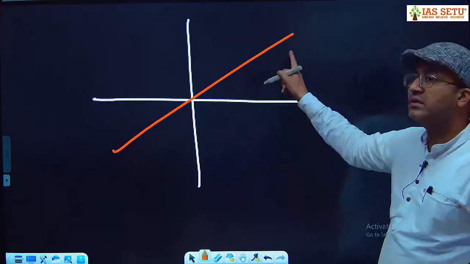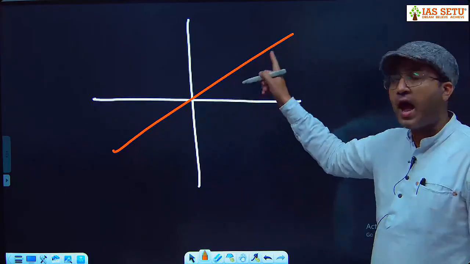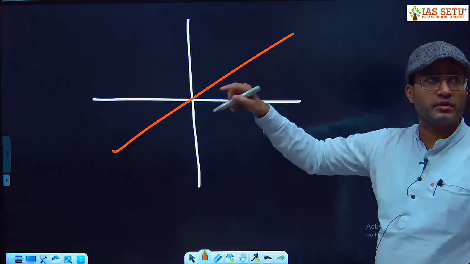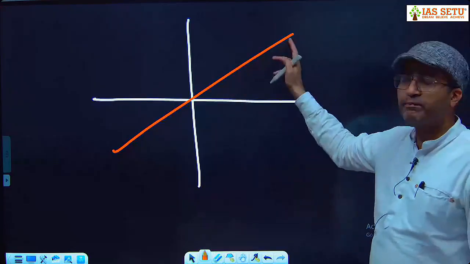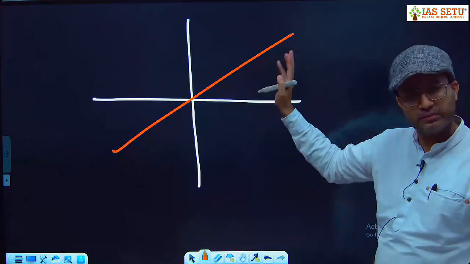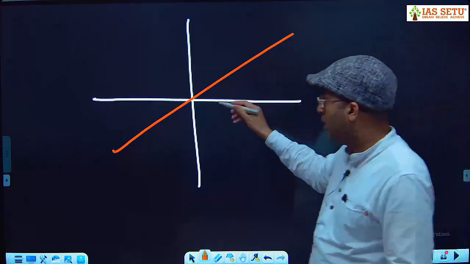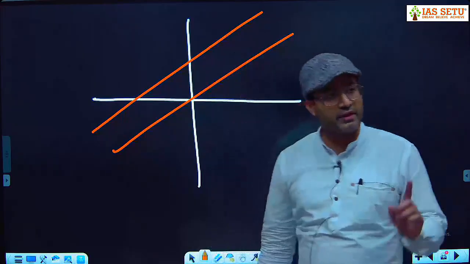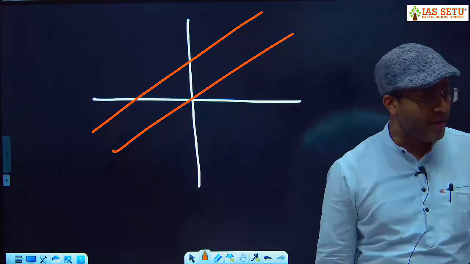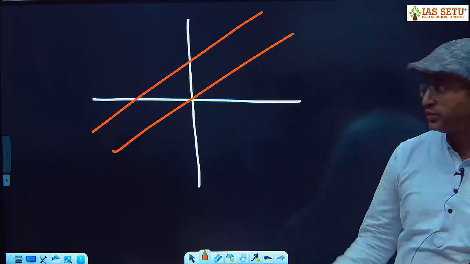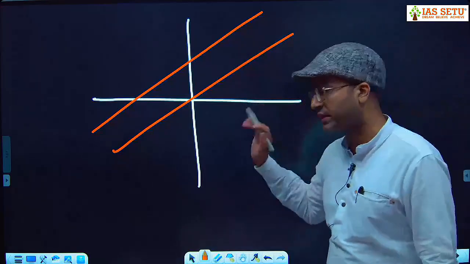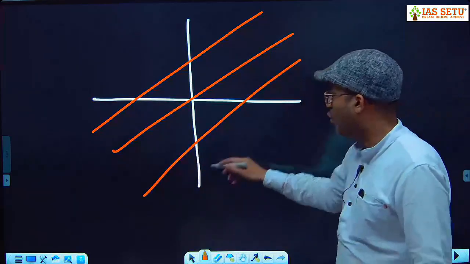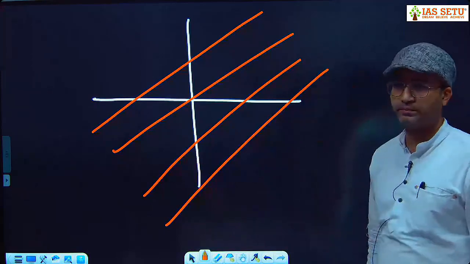Tell me, does this line have positive slope or negative slope? Positive. If you have two parallel lines, they have the same slope. Parallel lines have same slope. Slope of this line and this line is the same. All these lines have the same slope.